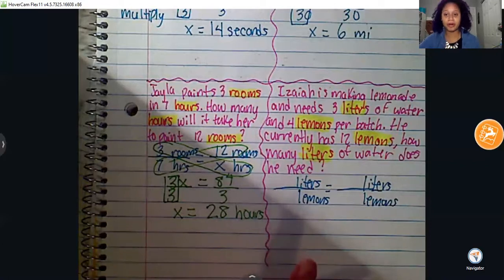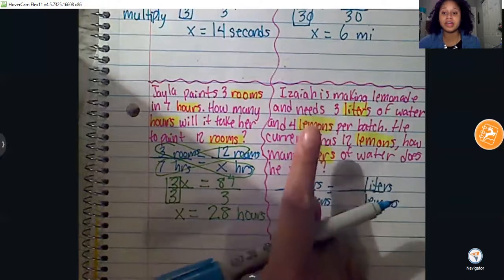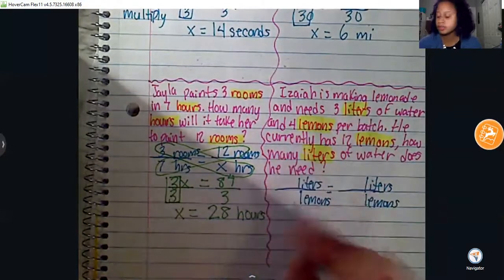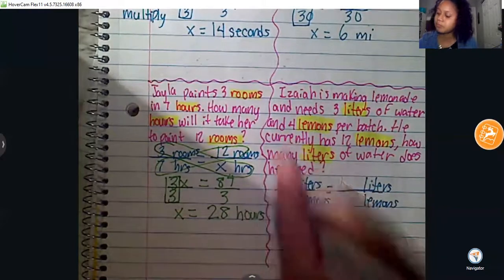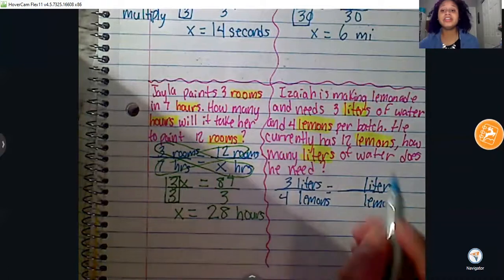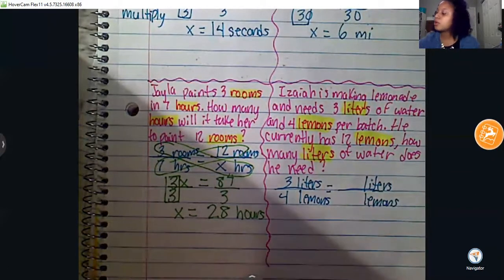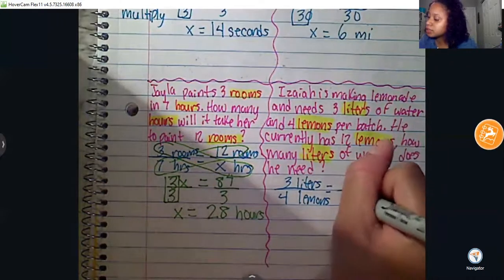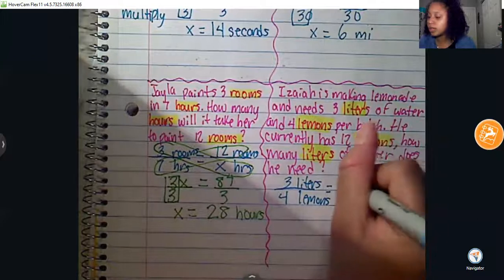So then now I'm going to go back to the problem and see what values go for each part. So there was 3 liters of water and 4 lemons. So I'm going to make it 3 liters and then 4 lemons. And for the second part, it says he currently has 12 lemons. How many liters of water? So if he has 12 lemons, we don't know how many liters. So then that we can label X.